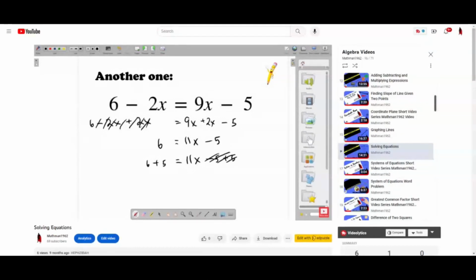These add up to 0. I get 11x. 6 plus 5 is 11. Now I can divide by 11 and divide by 11. 11's divide out, and 11 over 11 is 1. And I can check that answer by plugging the 1 in for x and see if I get the same thing on both sides of the equal sign. If I do, then I got that correct.